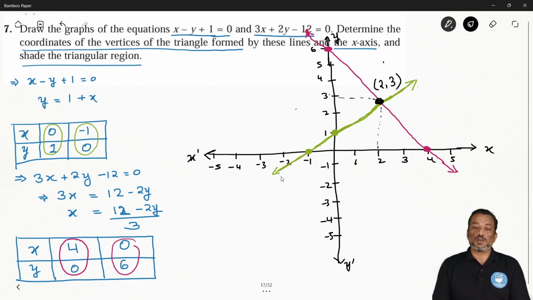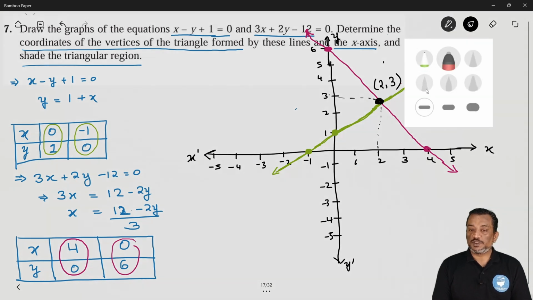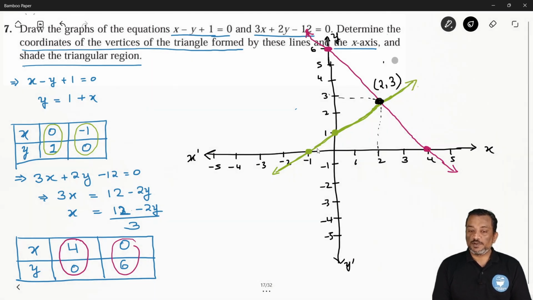Okay, now after that it is said to set the area. We have to set the area. So we will set the triangle area. Okay, so this is your triangle forming. Okay, so we have set the triangle area. So this is the triangle that has been formed. Yeah, now after that, this is the point you have got.